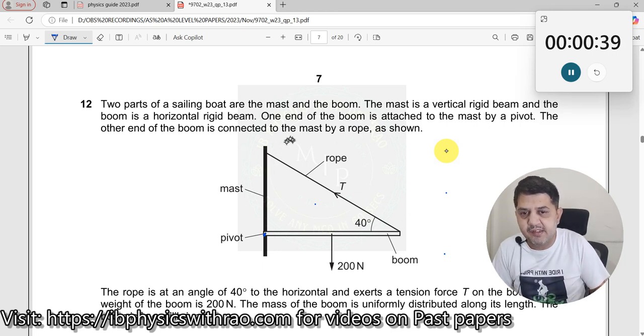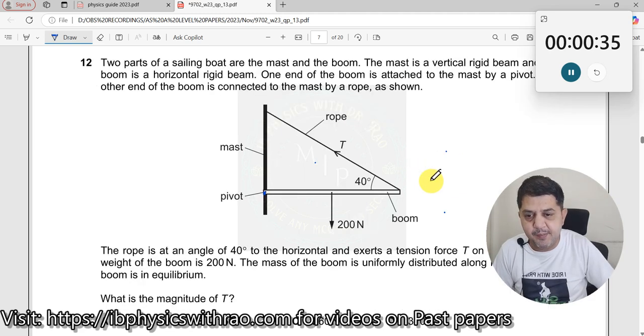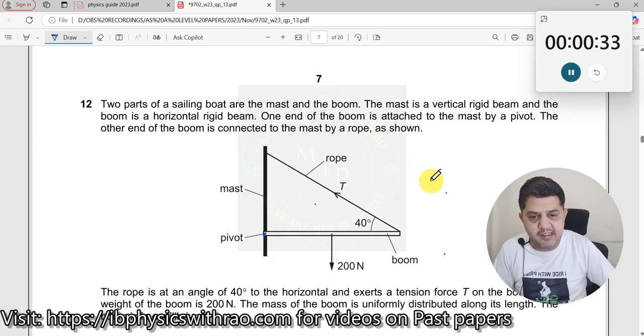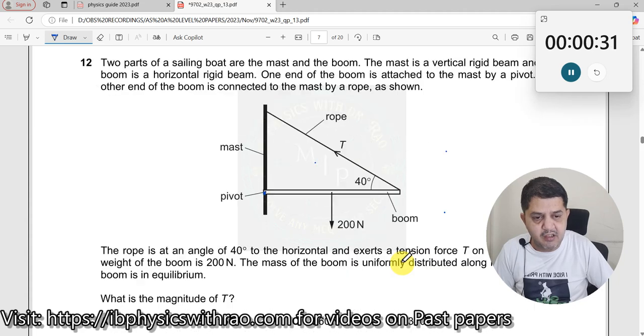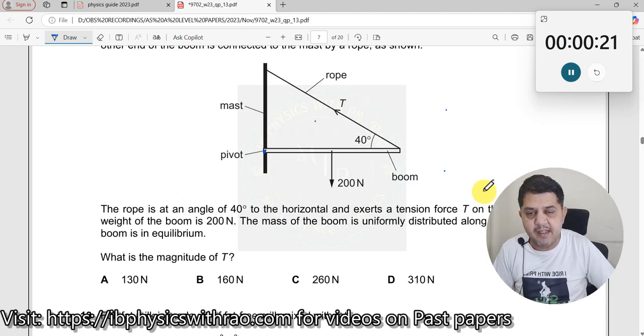The other end of the boom is connected to the mast by a rope. So it's also been connected by a rope over here. Okay, the rope is at an angle of 40 degrees and exerts a tension force T on the boom. Weight of the boom is 200, mass of the boom is uniformly distributed along its length. The boom is in equilibrium. What is the magnitude of the tension?